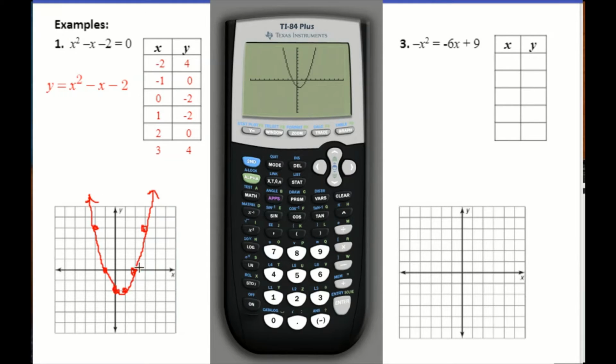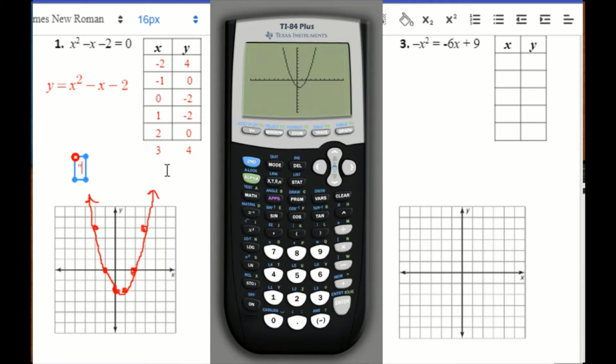Now this shape is different than what we get when we graph a linear function. When we graph a linear function, we get a line. When we graph a quadratic function, what we get is something called a parabola. That's the name of this sort of U shape that we get when we graph a quadratic function. And all quadratic functions will be graphed as parabolas.